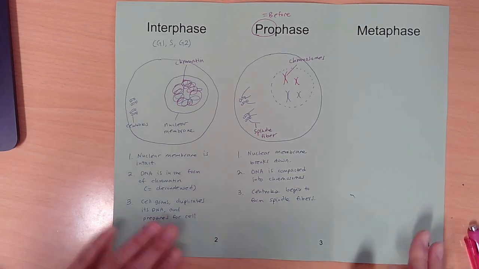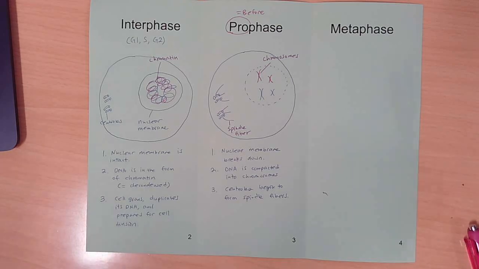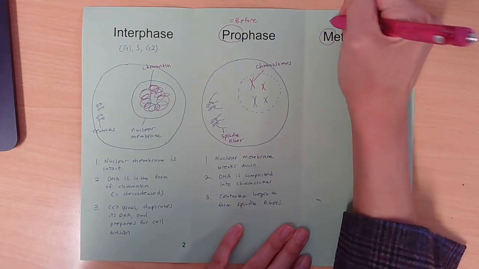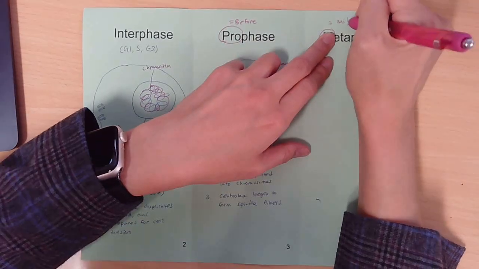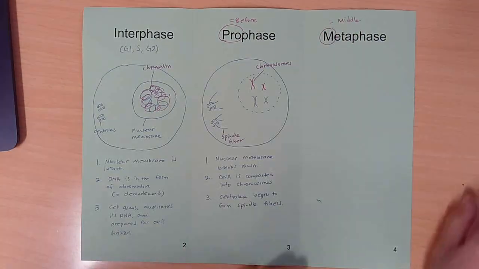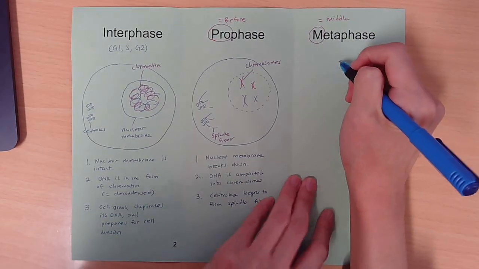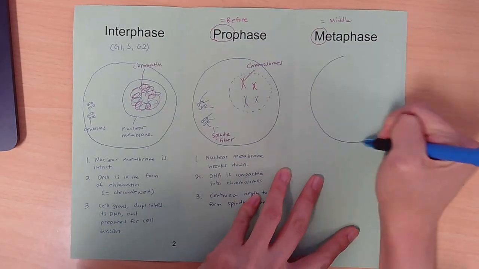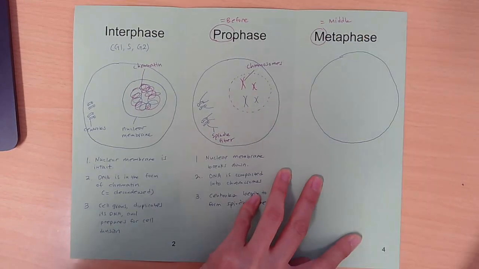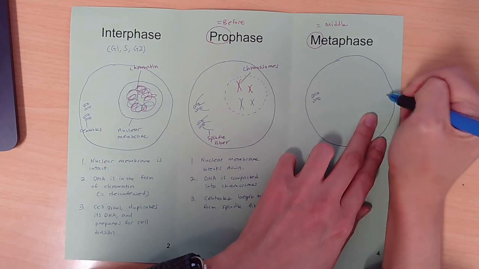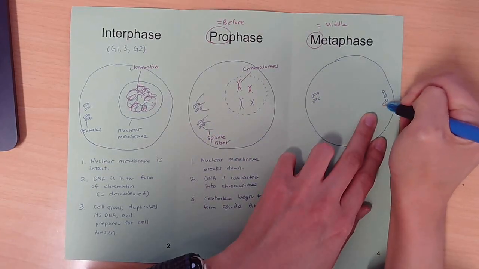Spindle fibers. Okay, now let's go over to the metaphase. I want you to remember M for middle. This is when all the chromosomes line up in the middle, ready to be separated. Okay, so let's draw what the cell looks like. The cell still looks circular. Okay, so we have centrioles kind of separated to opposite ends of the cell.